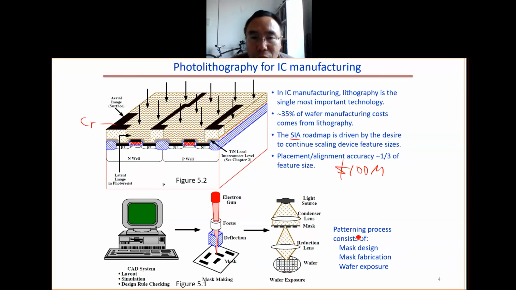Lithography consists of 3 steps. First is the mask design. We design the photo mask. We have the layout, simulation, and design rule checking. Then we make the photo mask. A high-resolution photo mask is made by electron beam lithography. A low-resolution photo mask can be made by laser writing. So we use laser writing or electron beam lithography to make the photo mask. Then we do the exposure. We have the mask, and we do the exposure on the wafer.